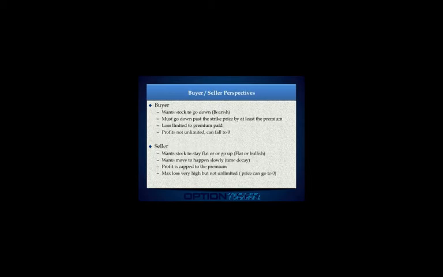The buyer of the put option wants the stock to go down. His put option will increase in value and he can sell it for a higher price than what he bought it for. If the stock goes below the strike price, his option is said to be in the money, but it must also go down by an amount equal to what he paid for the option. The option buyer's loss is limited to the premium that he paid for the option. So if he's wrong and the stock goes up, the maximum he can lose is the price he paid for this option.